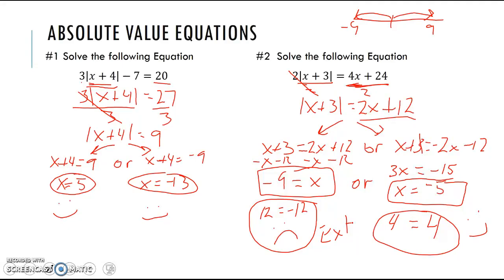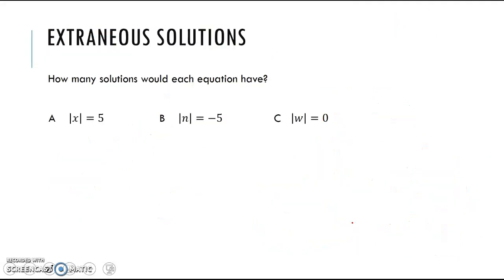So why do we get extraneous solutions? Let's take a look at this situation and see if you can figure this out with me. We have three situations here, and I want you to think about how many solutions each one of these has. So if I have a distance from 0 that's 5 units, this is going to have two solutions because I can go 5 units to the right or 5 units to the left. Here x could be 5 and it's a true statement, and x could be -5 and it's a true statement.